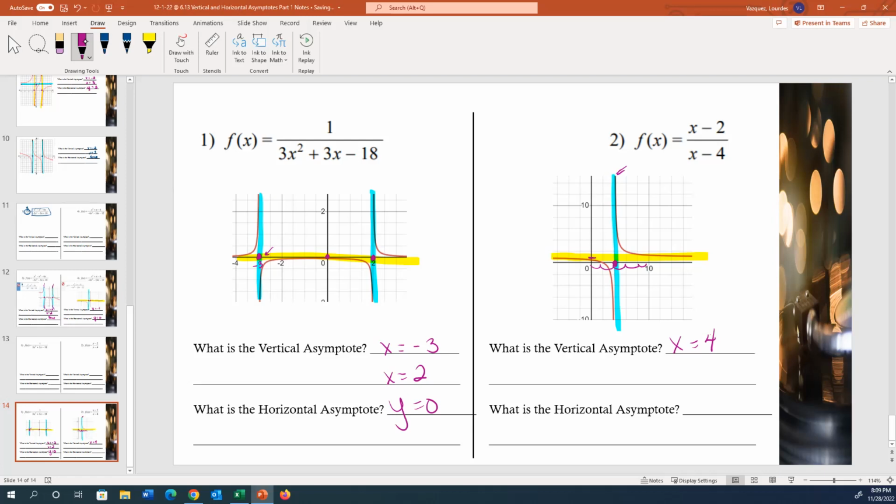So be careful, because since these are jumping by 2s, right? So this is 10, this is 8, 6, 4, 2, and this would be 0. So between 0 and 2 would be 1. So this would be y equals 1. So be careful when you're doing that.